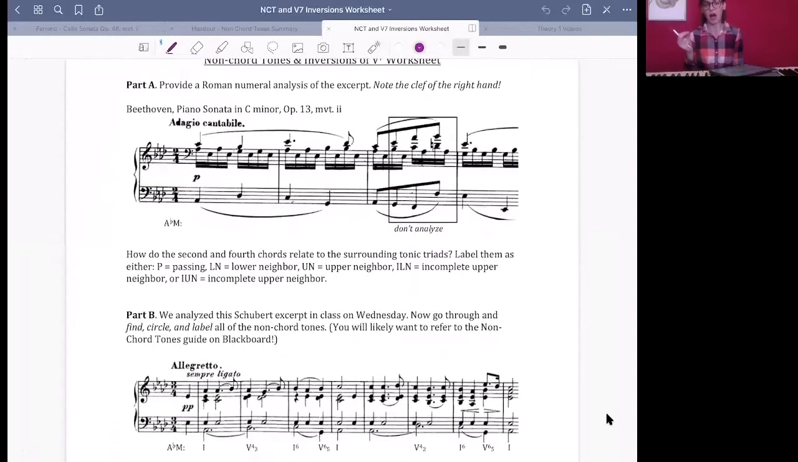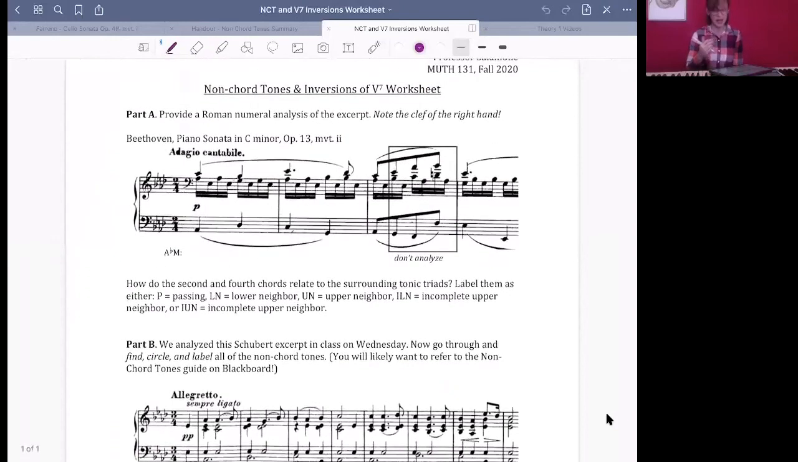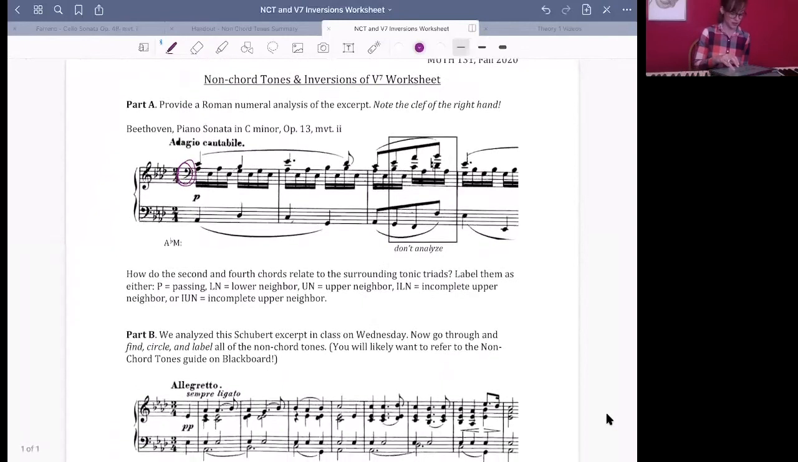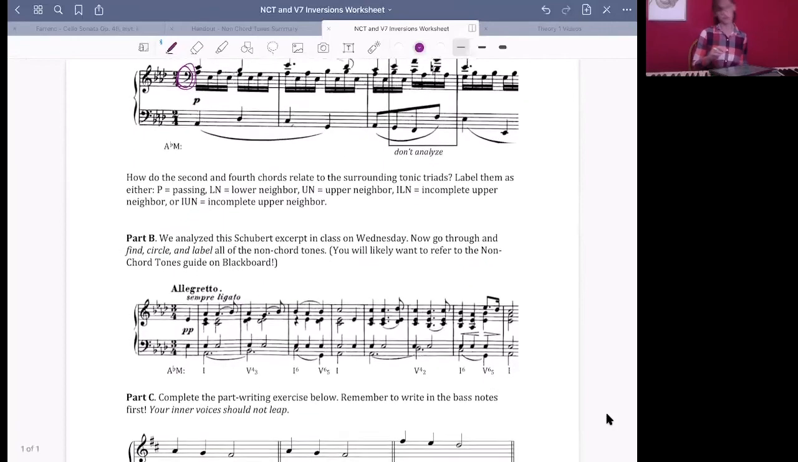You're going to do a little Roman numeral analysis. So this is a combo of non-chord tones and inversions of the 5/7. Friendly neighborhood note, your right hand is in bass clef. If you try and read that right hand in treble clef and make sense out of this, you're going to have a really bad time. So your right hand is in bass clef. Please keep that in mind. Listen to a recording of the piece. That'll also remind you. I just need some Roman numerals there.